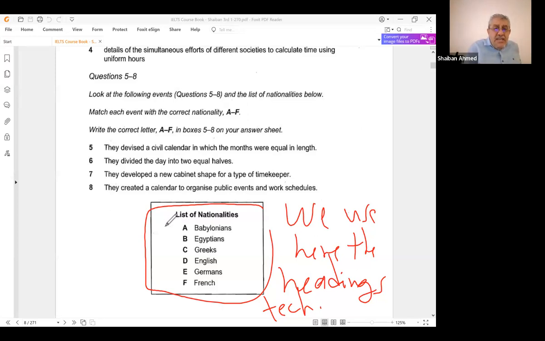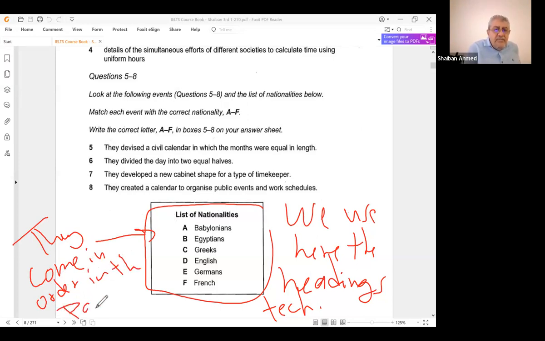So number 1, these come in order in the passage. The first Babylonians, then Egyptians, then Greeks, then English, Germans, and finally French. So what do we do? Answering by exclusion. You take the Babylonians first. Where are they? I think in the first or second paragraphs. Let's find the Babylonians.